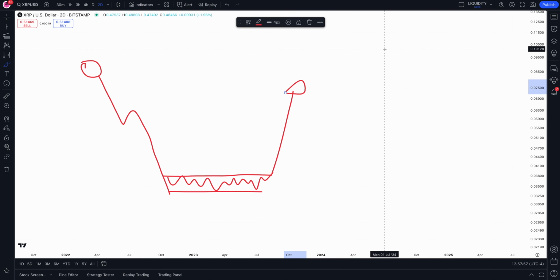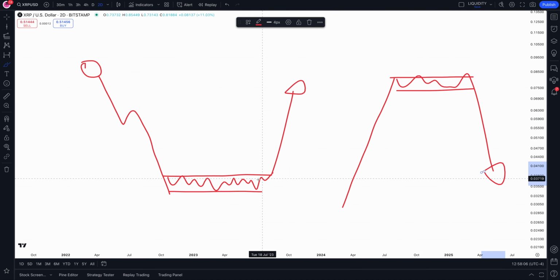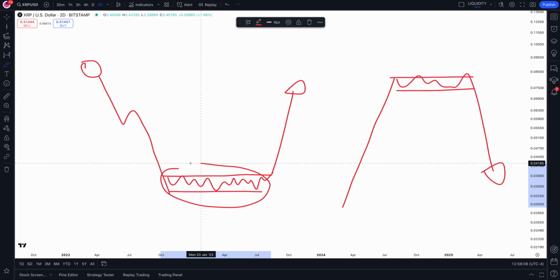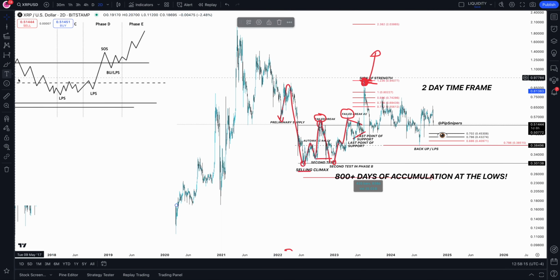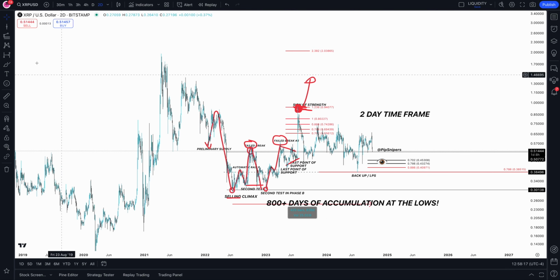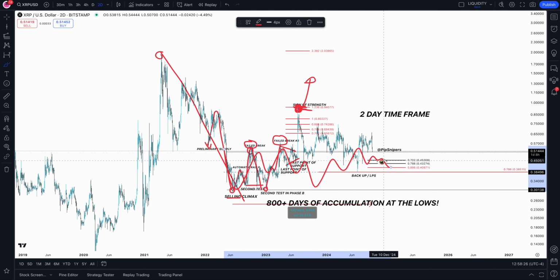If you have ranging action at the top, that's called distribution. Okay? So the good news is that we're accumulating here at the lows. Remember that. Zooming out over here, we can see that we're accumulating here within a range at the lows. Remember, this is the top over here in 2021. We had the bear market, and now we're just accumulating sideways before we have that expansion to the upside.